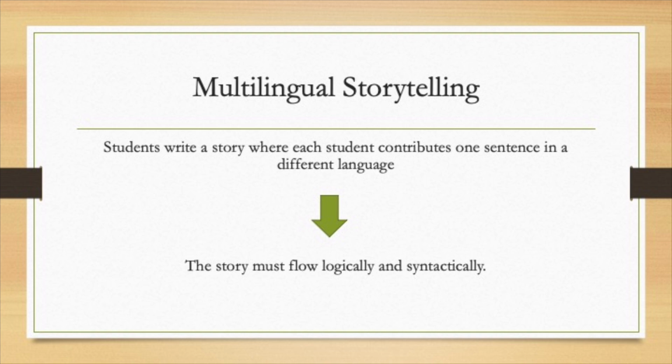For example, in the story, each character will speak a different language, or according to the context, according to the actions that are happening in the story, one language will be used and then another one. In this case, the request will be for the story to flow logically and syntactically despite involving more languages.